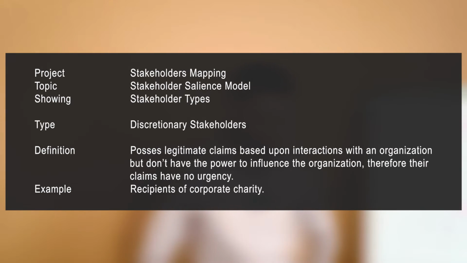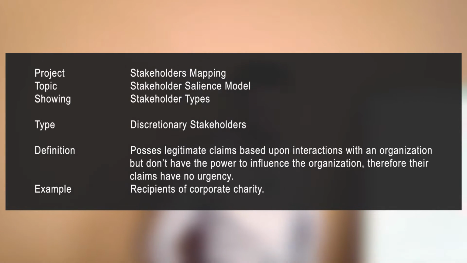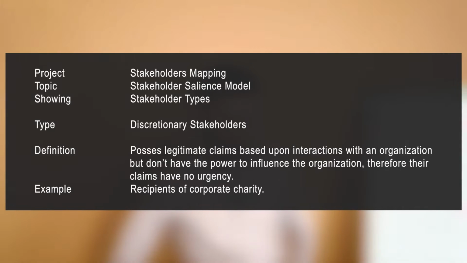The second category, the discretionary stakeholders, possess legitimate claims based upon interactions with the organization, but don't have the power to influence the organization, therefore their claims have no urgency. For example, these are the recipients of corporate charity.